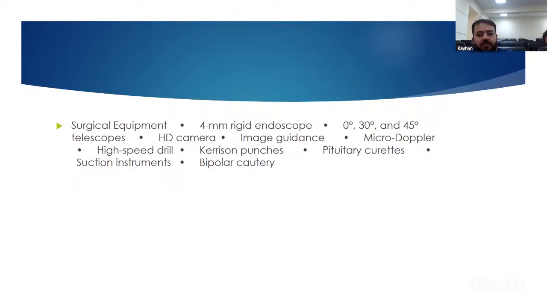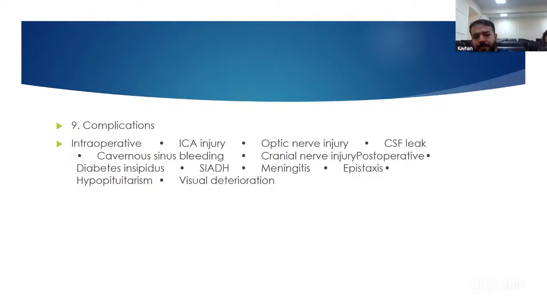That's a surgical instrument which we are using. Basically, complications: every surgery has a complication in any part of the world. But it needs, again, an experienced hand and much more exposure and experience. Intraoperative internal carotid artery injury and optic nerve injury are very rare, less than 1%. CSF leakage is also common. Sometimes cavernous sinus bleeding is common and can happen.